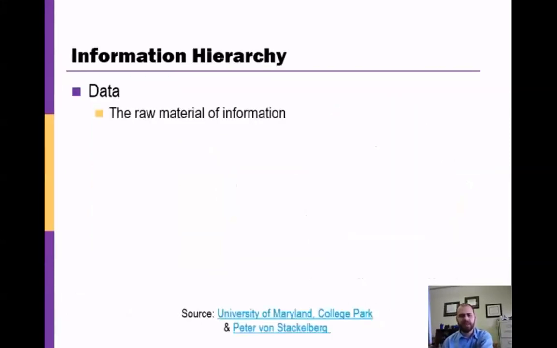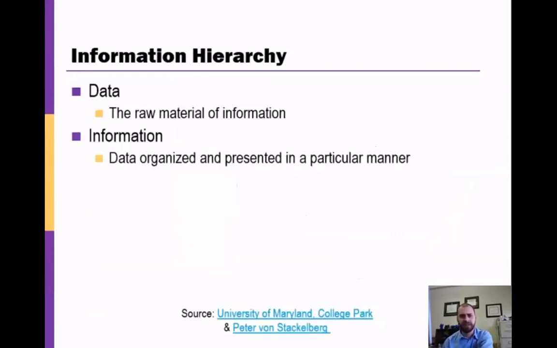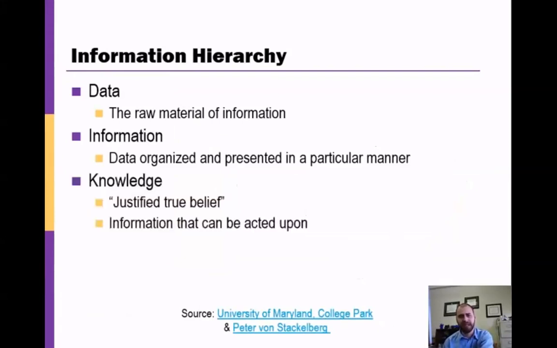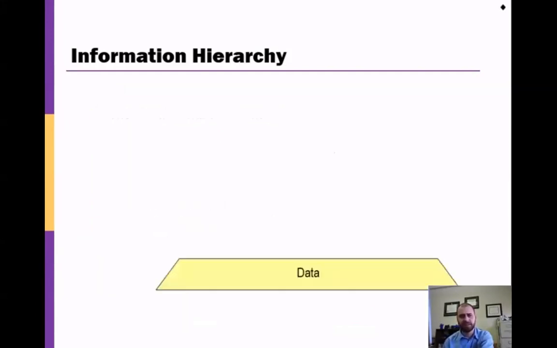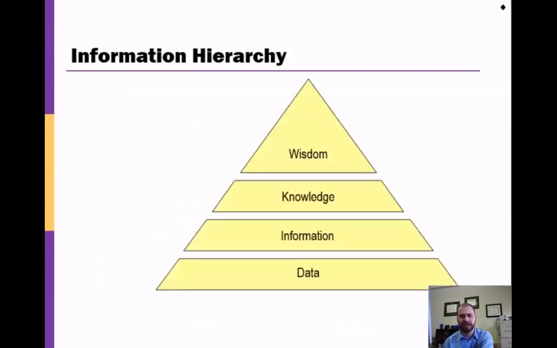Okay. Typically you see these things as a hierarchy where you have data as the raw material. Information is the data organized and presented in a particular manner. Knowledge is justified true belief, information that can be acted upon. And wisdom is that detailed, distilled, integrated, high level of understanding. Sometimes referred to as the information hierarchy.